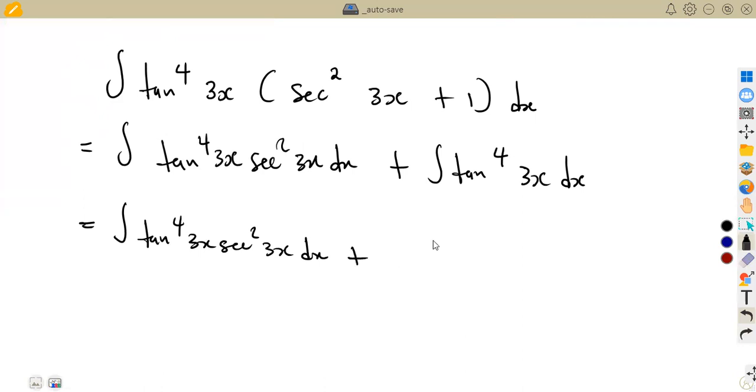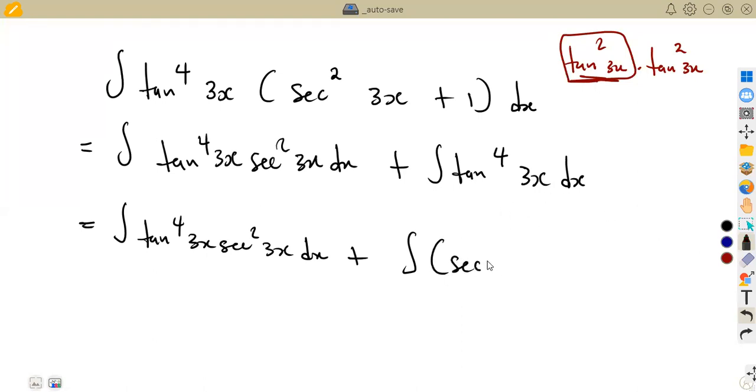If our tan is being raised to the exponent of 4 like this, we write it as tan times tan. Like I said, tan is different from our sine and cos. This one, you write it as tan squared 3x times tan squared 3x. Whereby tan squared 3x, you substitute with the equivalent identity for tan for sec, which is sec squared 3x minus 1, times this tan squared 3x that is outside, with respect to x.